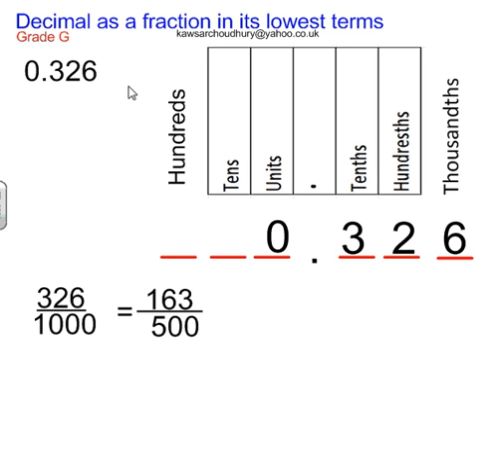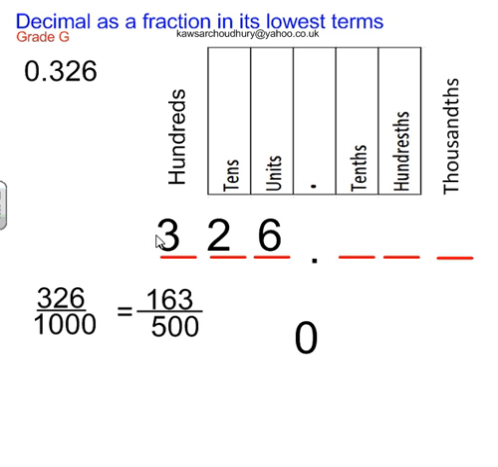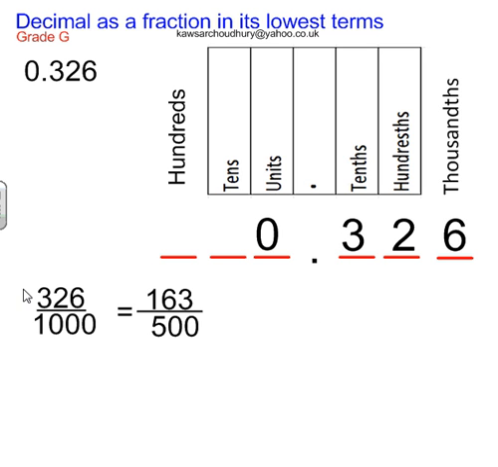So 0.326, because I have to move 3 places to the right, 1, 2, 3, it's 326 divided by 1000. An easy way to remember that is because it moves 3 places to the right, there should be 3 zeros there. Then you have to simplify it to get 163 over 500.